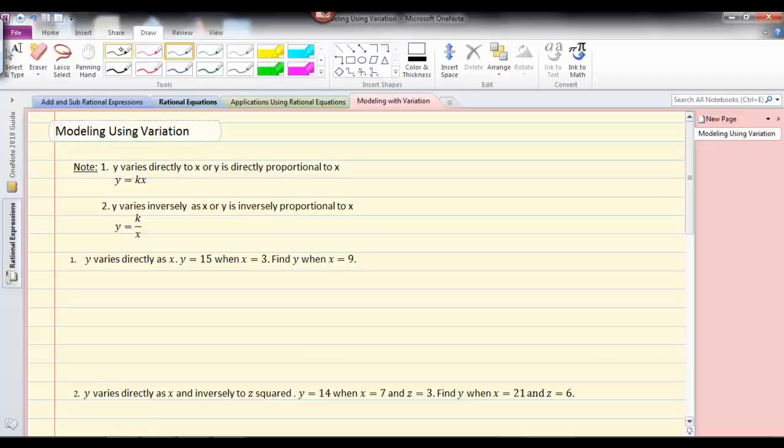This time we're looking at recording and modeling with variations, or modeling using variation. A couple pointers to notice. One is if it states that one property varies directly to another property, as I stated in my note 1, y varies directly to x, or y is directly proportional to x. How do we translate that equation?